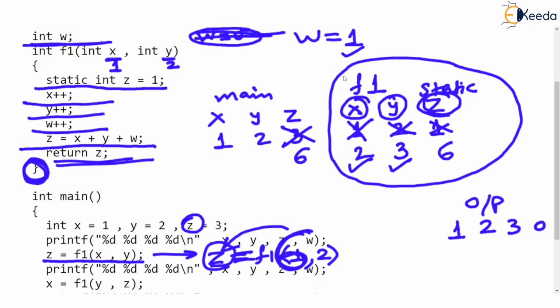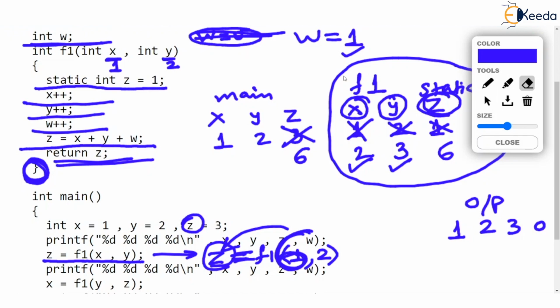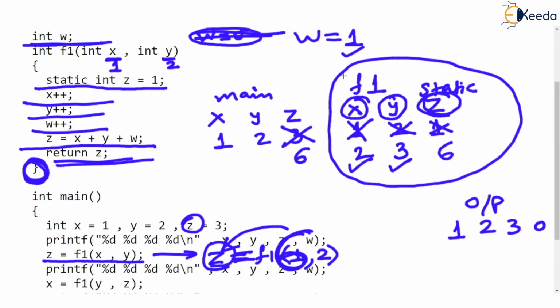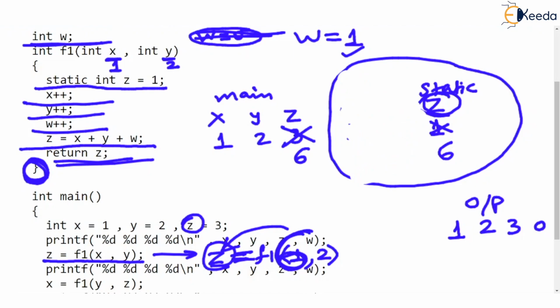But don't forget, when we are back in main, surely the f1 function is over, isn't it? But look, I am erasing only parameters x and y of f1, but I am not erasing z, because z was static. Although z was declared inside f1, it was a static variable, and even its value, that is 6, will be preserved in the memory. So just give me some time.